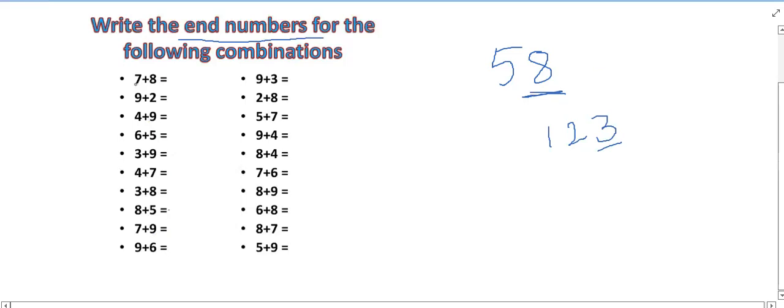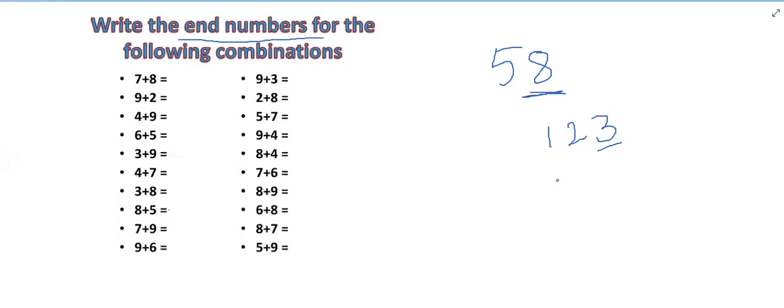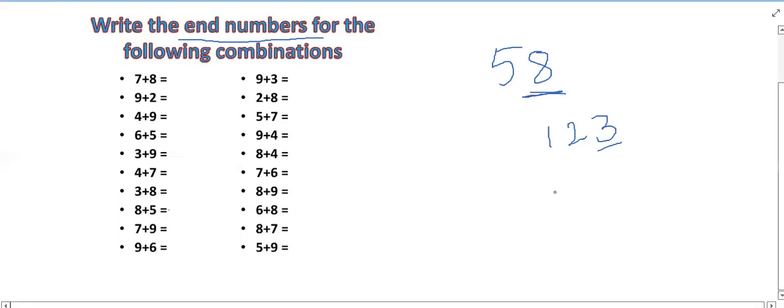Suppose we take the first question, 7 plus 8. The sum is 15, but the end number is 5. That is enough: 5. So we need this type of result.